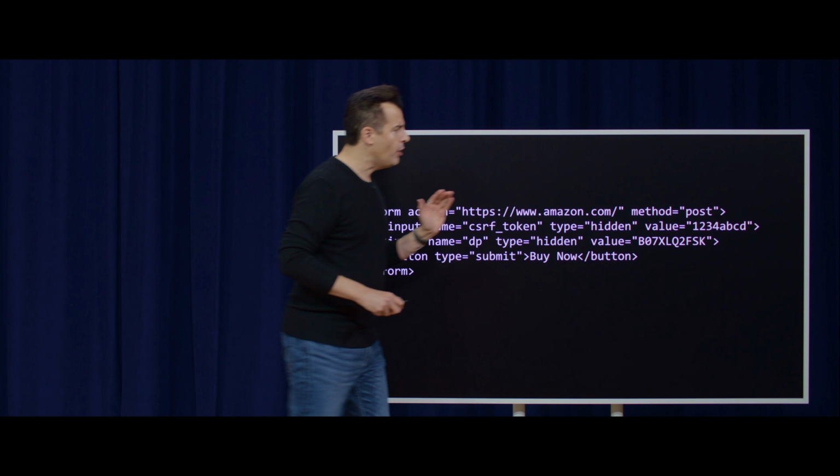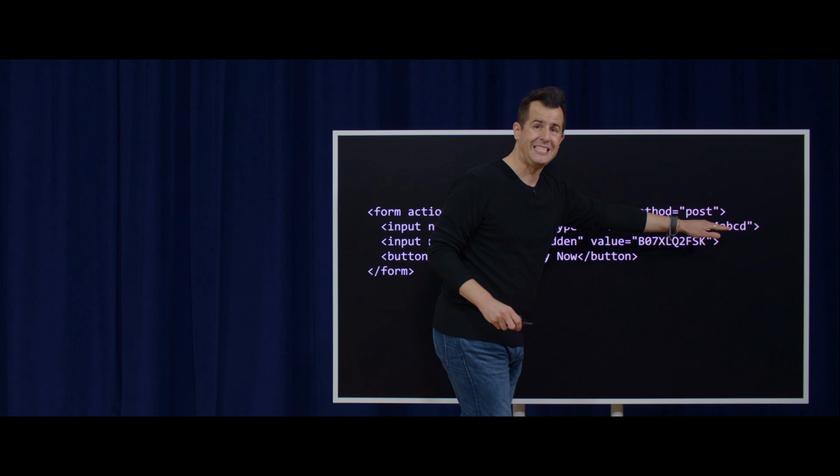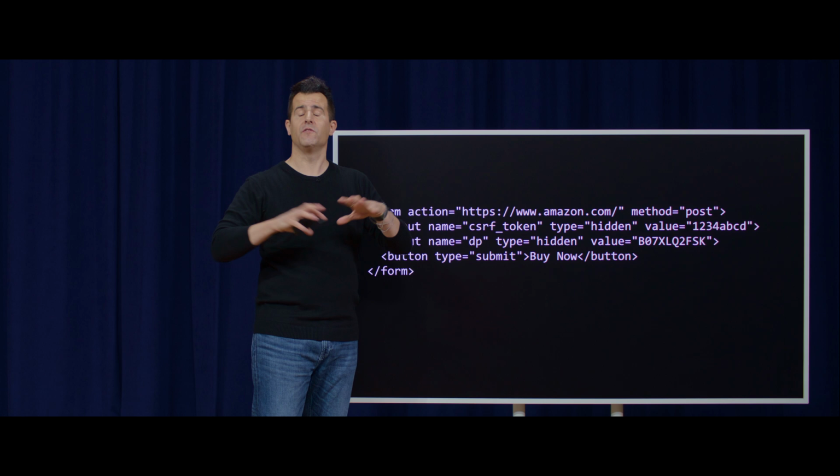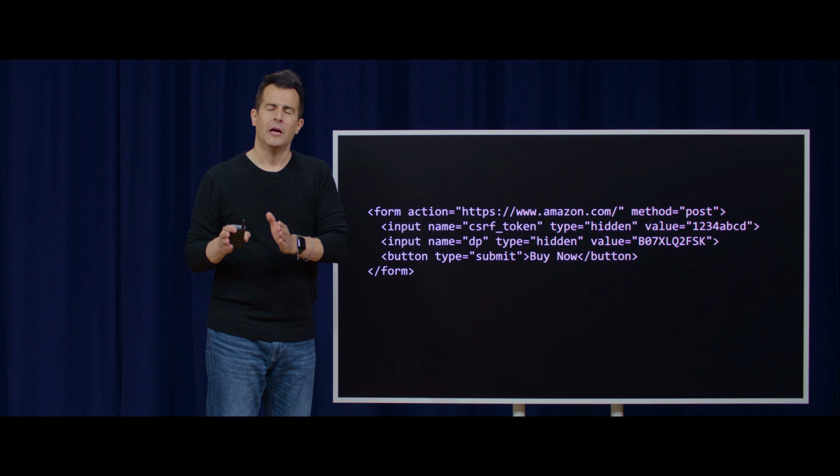But its value is typically meant to be random. And I've chosen something fairly pronounceable here, 1, 2, 3, 4, A, B, C, D. But assume that that value is randomly generated by the server. And it might have a bunch of numbers, a bunch of letters in it. But the point is that it's randomly generated by the server. Now, why is this important?